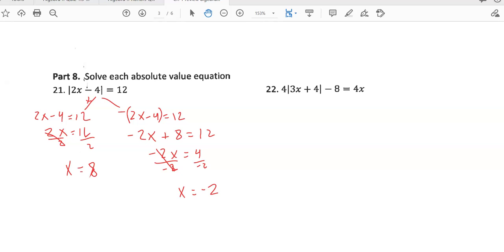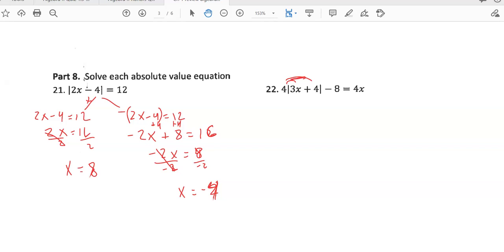Something seems wrong there. Let me double check that. So I added 4. Should add 4 here, right? So this is 16, which makes this 8, which makes this negative 4. I think that looks right. Sorry about that mistake there. Always check your answer. Like 2 times negative 4 is negative 8, minus 4 is negative 12. Absolute value of negative 12 is 12. That works. So you can double check it works. That's how you can check it. Make sure you don't make a mistake.